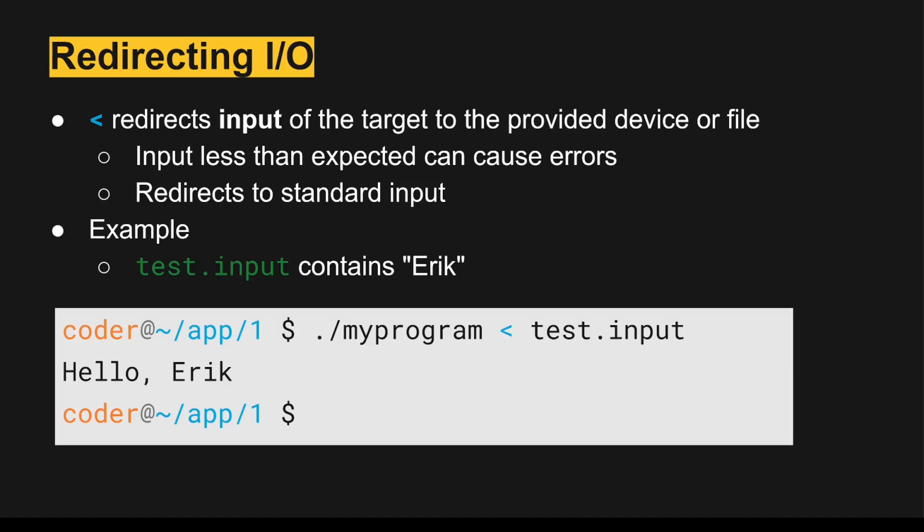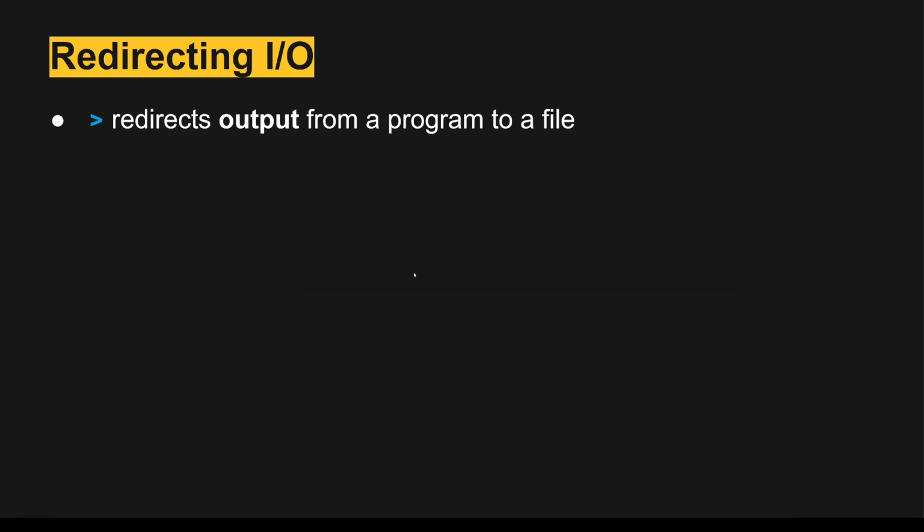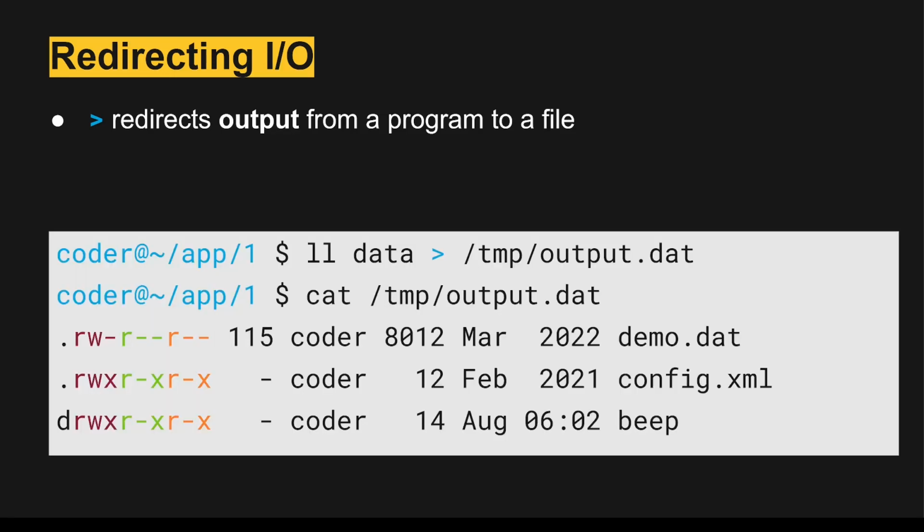Take, for example, below, where we have a program that's going to print out hello, comma, and then whatever value it receives in standard input. So if test.input contains Eric, and we redirect it using this less than, then it'll print out hello, comma, Eric. We can also redirect the output of a program into a file. To do that, we run the file or execute it, even with command line arguments, and then we use the greater than sign and a file that we want to receive the output. So if we run it like this and then did cat temp output, we can see the output that came out of that directory listing.